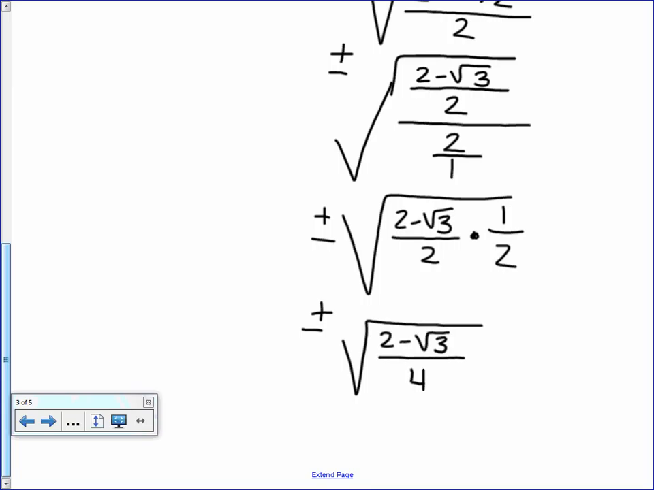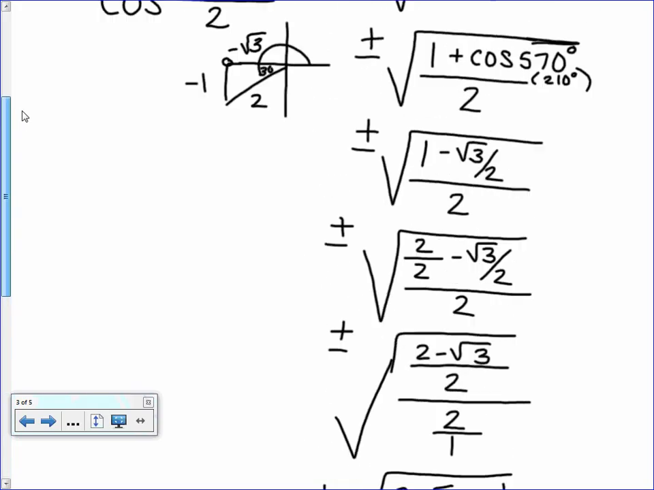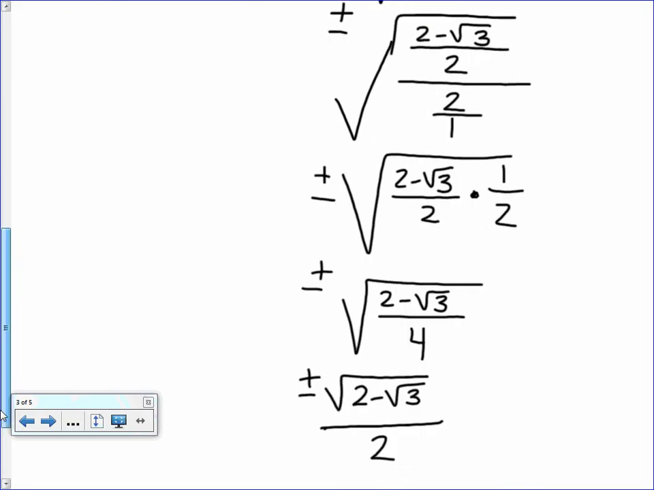College algebra, I taught you to break up the radical into 2 separate radicals: plus or minus the square root of 2 minus the square root of 3 all over the square root of 4, but the square root of 4 is 2. If you plug this into your calculator, or if you plugged in the cosine of 285 into your calculator, you should come up with this weird decimal, right? We need to figure out if it's a plus or a minus though at the end. Plus or minus. Circle this, star it. We need to decide if it should be plus or minus.